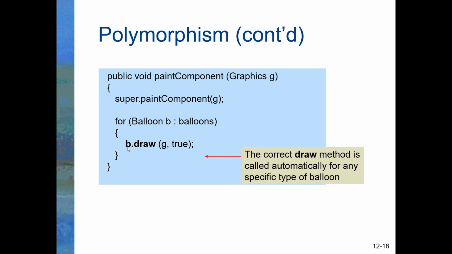So then what's really cool is now when I say b.draw, if b at this moment is pointing towards a round balloon, it runs a round balloon's draw command. If b is pointing at a fancy balloon, it runs a fancy balloon's draw command. So you don't have to think through it. It will automatically do that. And that's one of the advantages of using this really high level and creating the tree structure down below.